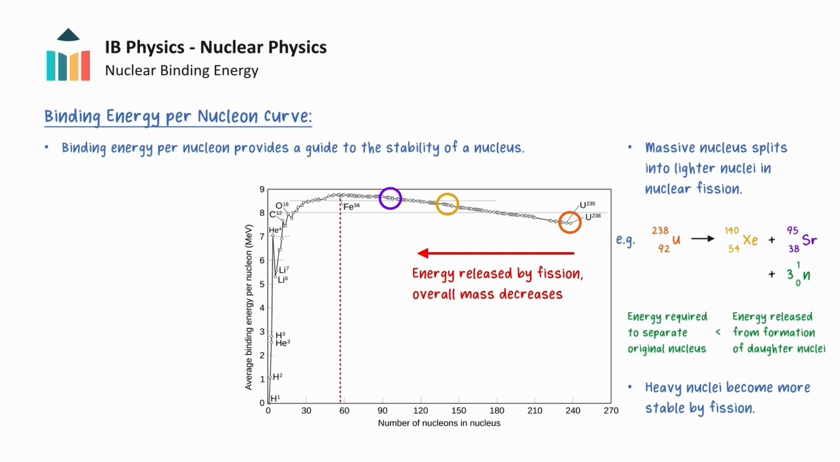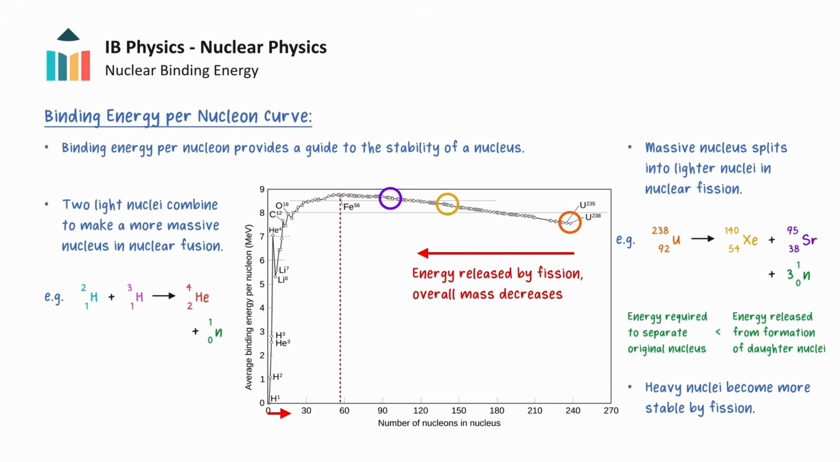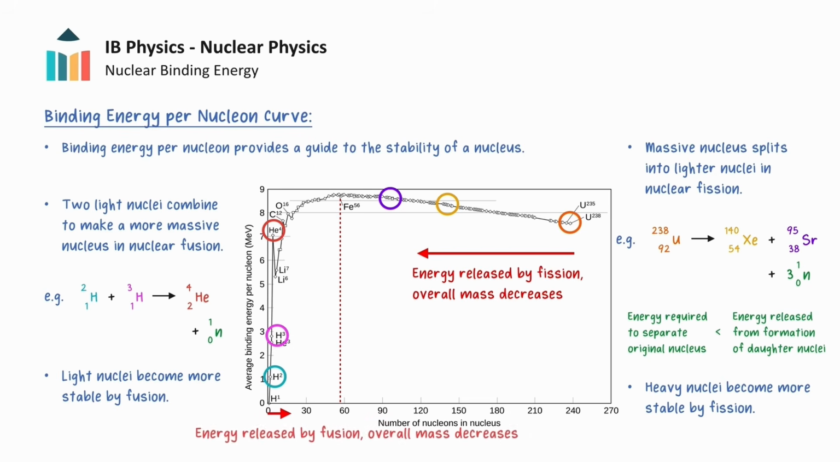On the other hand, nuclear fusion is a reaction where two light nuclei are combined to form a more massive nucleus, and can be represented by an arrow to the right on the graph. In this scenario, energy is released because the fused nucleus will have a higher binding energy per nucleon than the lighter nuclei used to form it. Therefore, nuclei located to the left of the peak of the curve will become more stable by fusion. Like the fission of large nuclei, the overall mass will decrease when two light nuclei are fused together, and energy will be released.